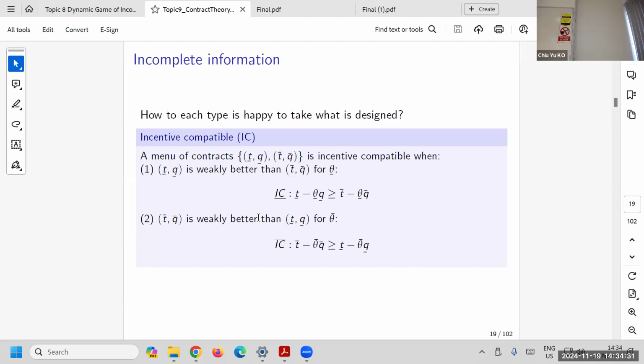And do note that only 2 contracts are needed, right? You don't need more than 2 because there are only 2 types. You need as many contracts as you have types.